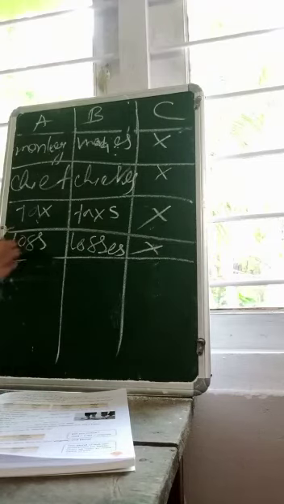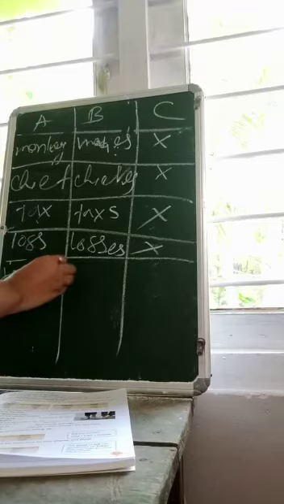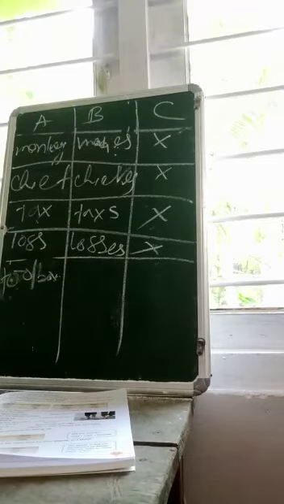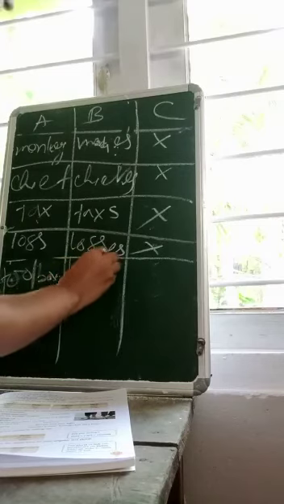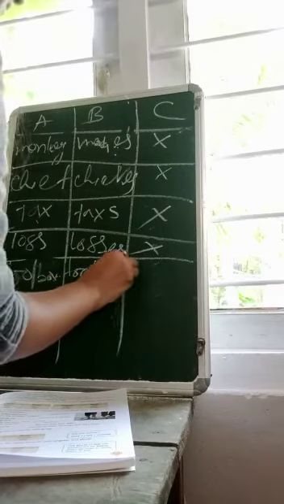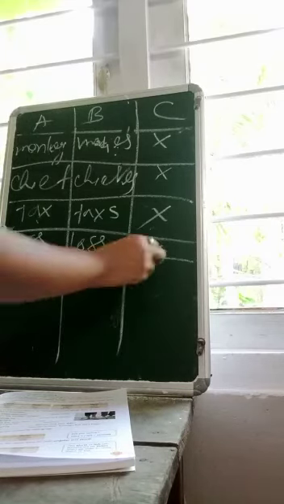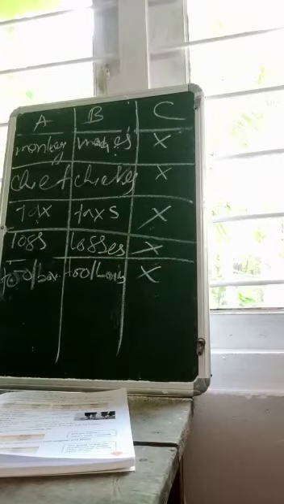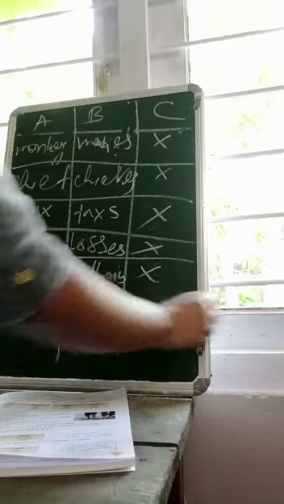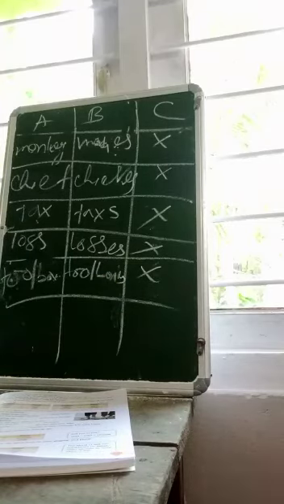Then we have toolbox, right? So toolbox, the plural form is given toolboxes. So this is wrong because what did we learn? That if the last letter is X, we have to add ES, toolboxes, right? So this one is wrong. Then we have mosquito.